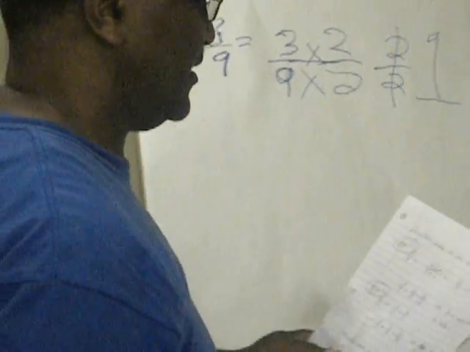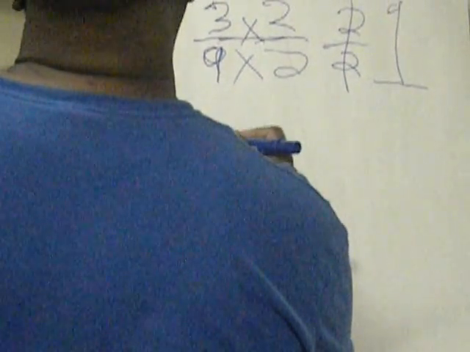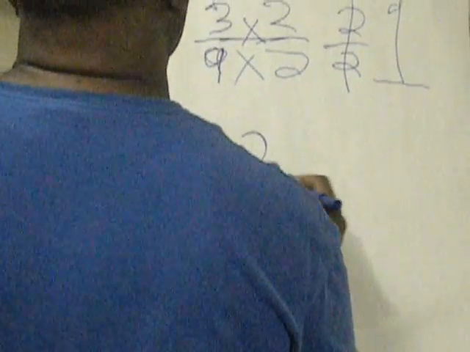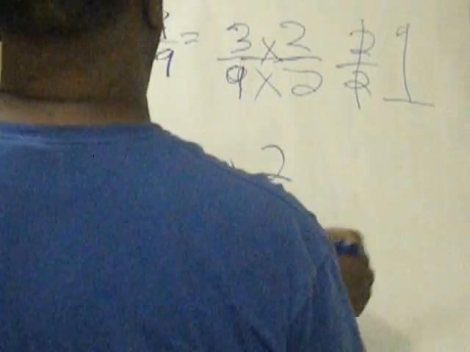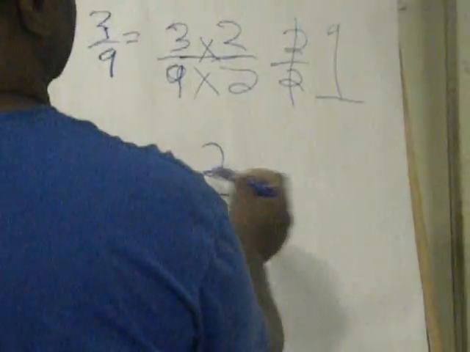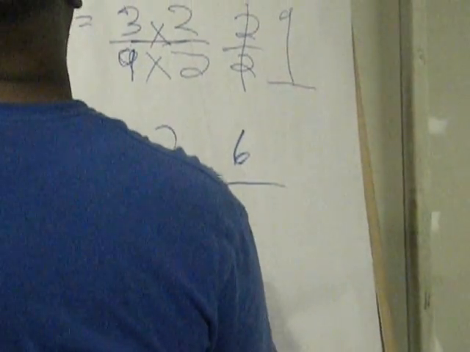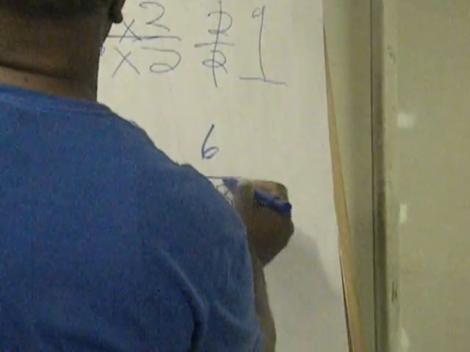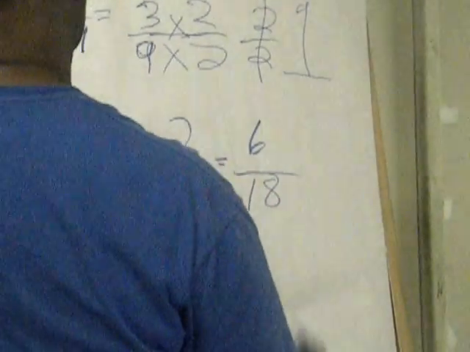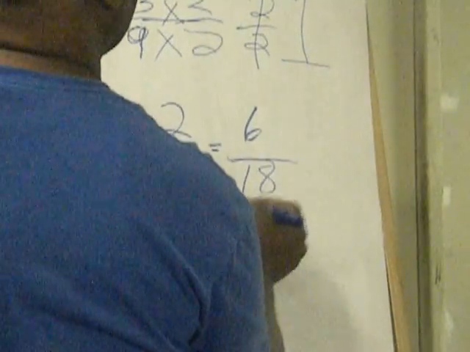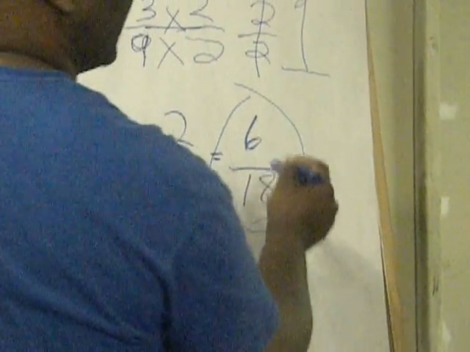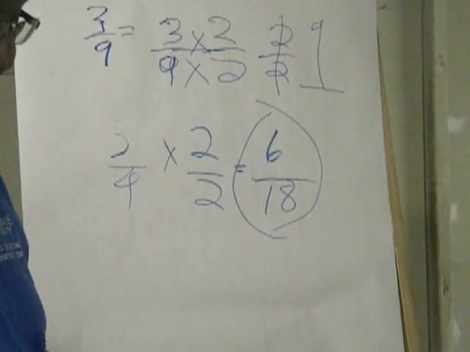So here we go again. We'll say 3 over 9 times 2 over 2. So we'll go 3 times 2 equals 6, 9 times 2 equals 18. And it's all equivalent to what? 6 over 18. Alright? Using another example.